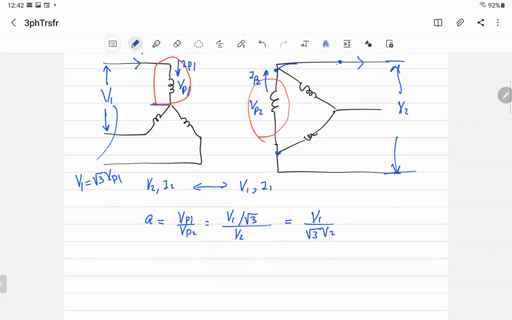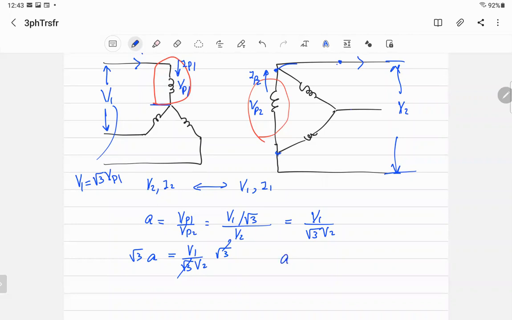I want to find the relationship between V1 and V2. Of course, I got it here. Let me just write A. I found A is equal to V1 over root 3 V2. If you want to find V1 over V2, only multiply both sides by root 3. So root 3 cancels. So what's V1 over V2? It is equal to square root 3 times A.